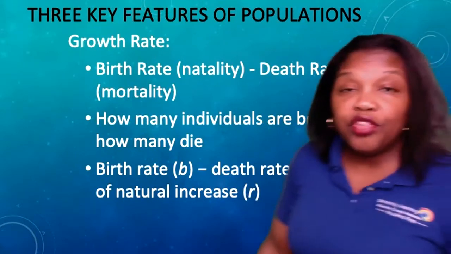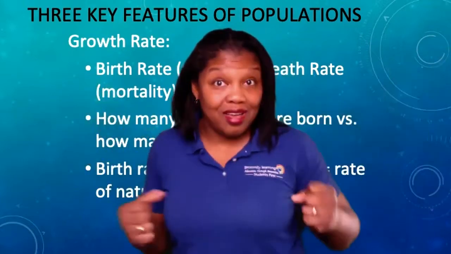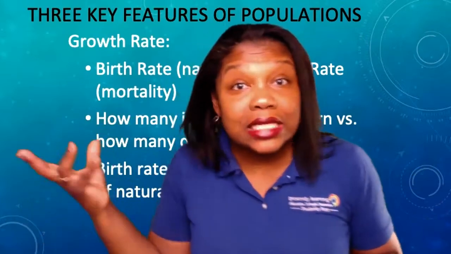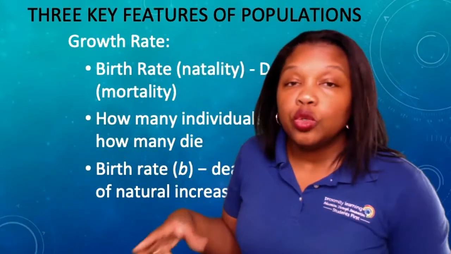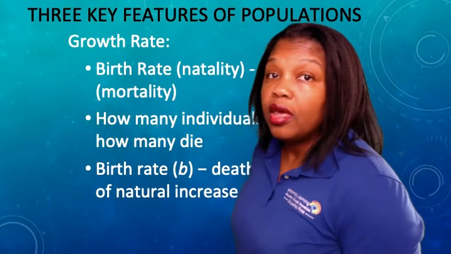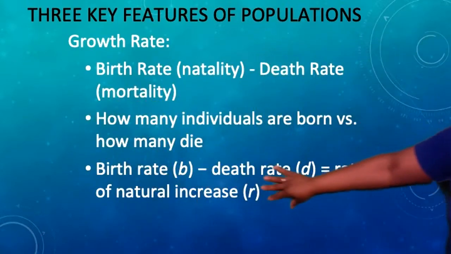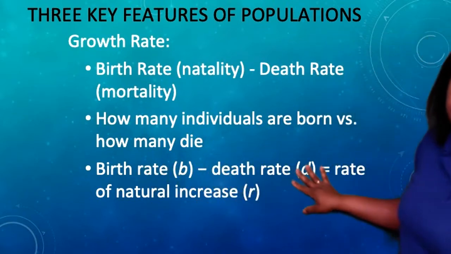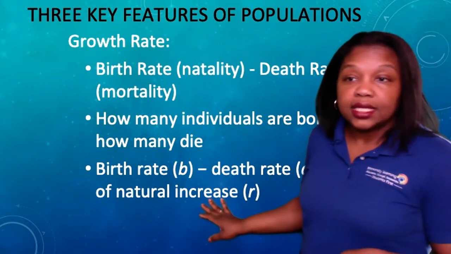For those of you in math, you know that we love symbols. We love variables, right? We use variables a lot in algebra, X and Y, sometimes a Z. We do the same thing in the scientific world. We use a lot of variables to represent different things in equations in the mathematical aspect of science. So we use a B for birth, D for death, R for the rate of natural increase.